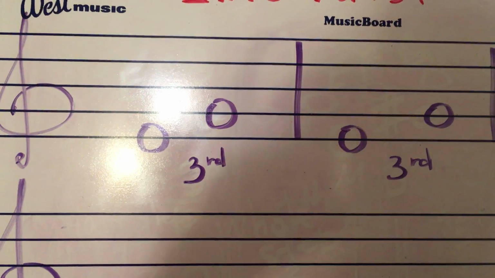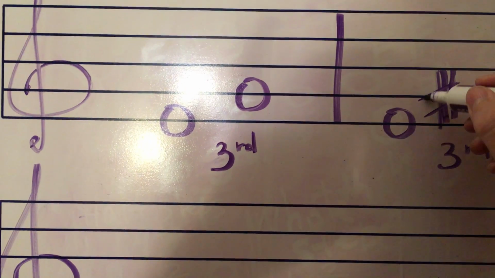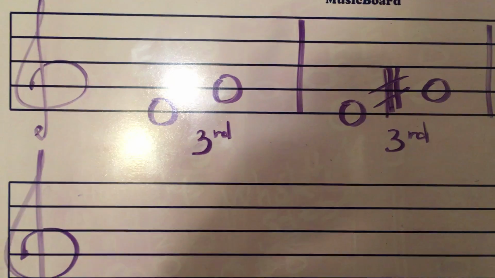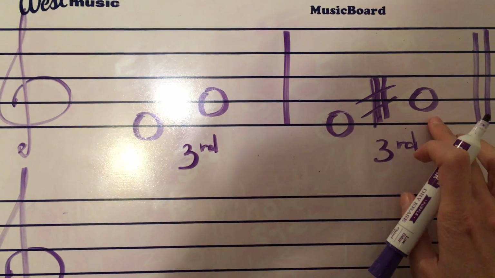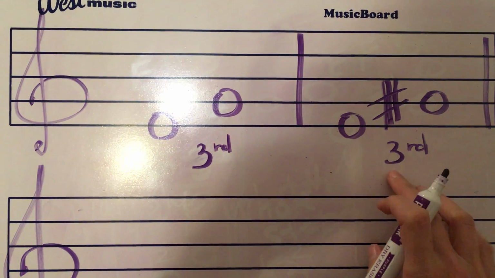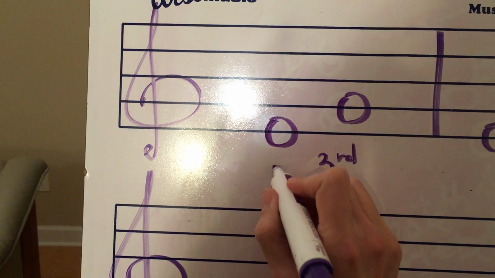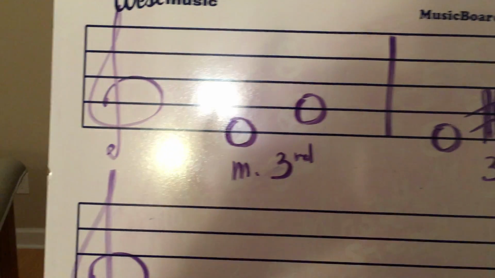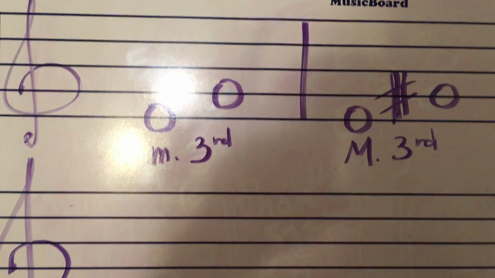Now what I'm going to do, I'm going to put a sharp right here. So now we have E and G, and then here we have E and G sharp. So what's the difference? Is it still a third? Yes, it is a third. So the first one we will call minor third, and I'm going to explain why. And the second one we're going to call a major third.